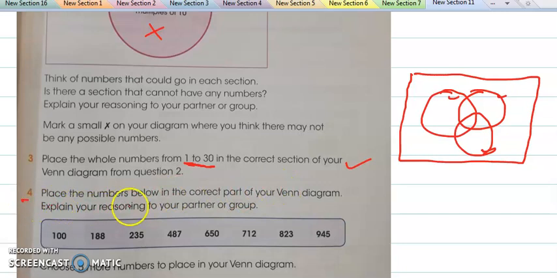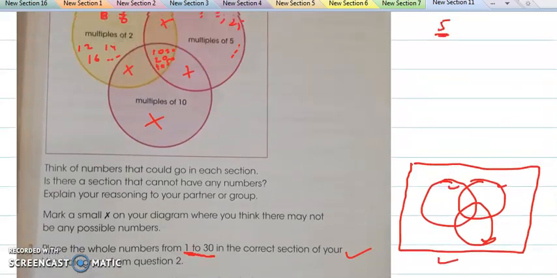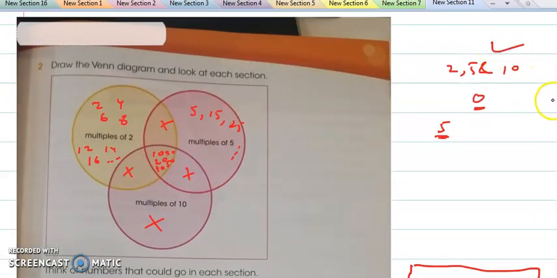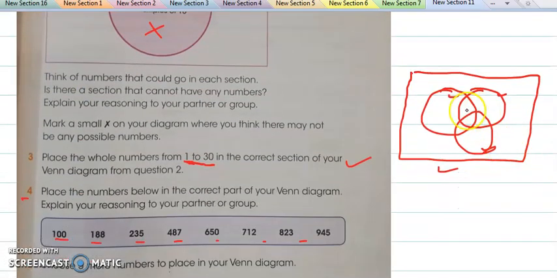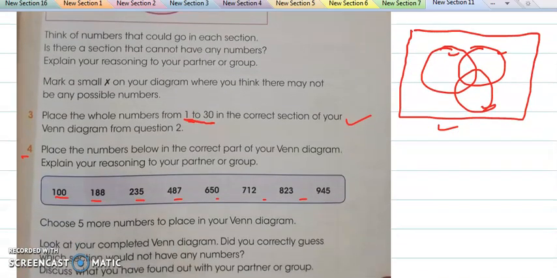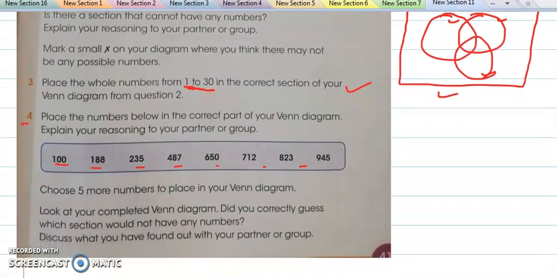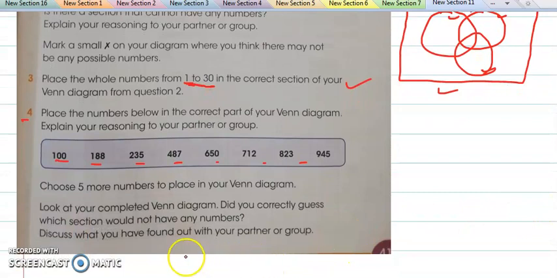Question 4 is: place the numbers below in the correct part of your Venn diagram. Explain your reasoning to your partner or the group. So again you have to place the numbers in the correct part of your Venn diagram. You have to draw a similar Venn diagram, and these numbers you will place in the Venn diagram accordingly. The divisibility test that I explained in the beginning will help you to put these numbers in the Venn diagram. So hopefully you understand this lesson, and if you have any doubts you can contact me.